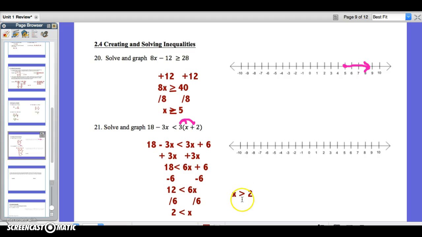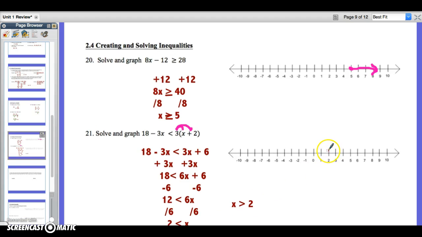Because there's no equal sign under here, I know that my dot is going to be an open dot at 2. So I'm going to try my best ability to draw an open dot at 2. It's pretty good, not bad. And I'm saying x is greater than 2, so then it's going to be going this direction. Boom. Okay, next question.